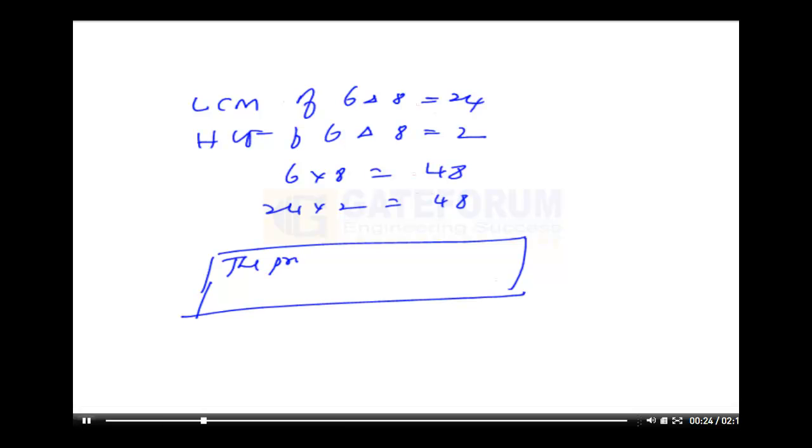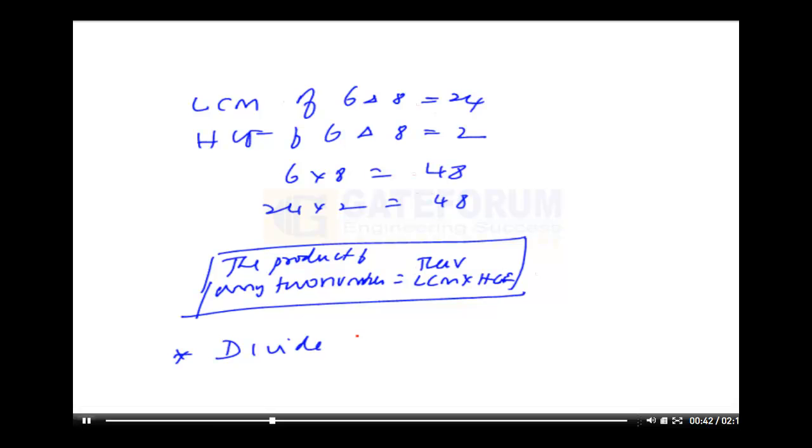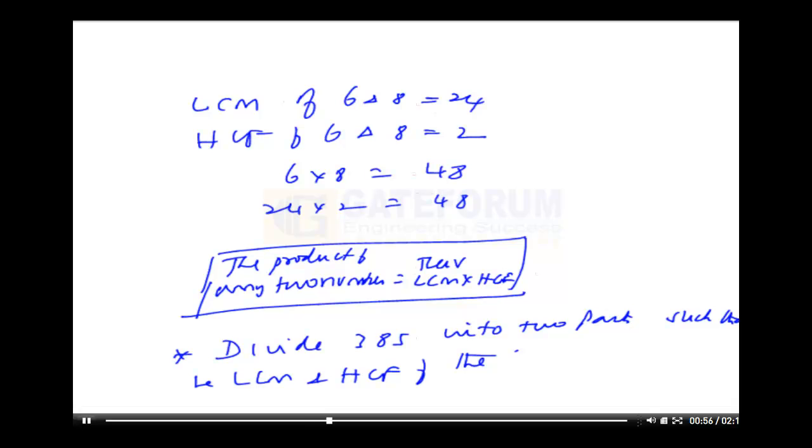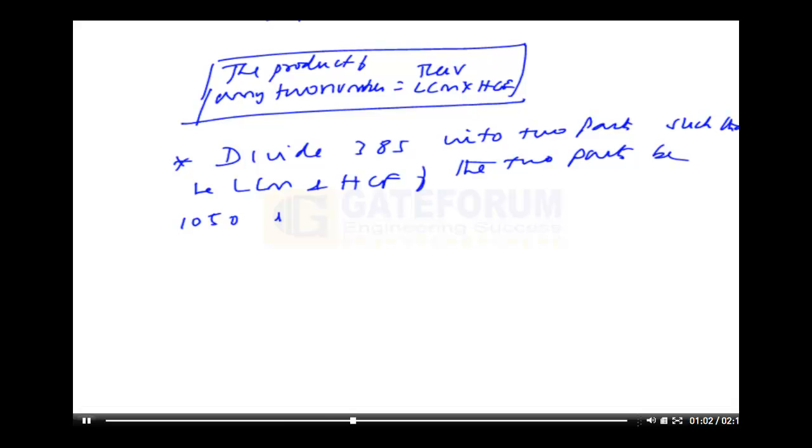the product of any two numbers is equal to the product of their LCM and HCF. So if you are asked to divide 385 into two parts such that the LCM and HCF of the two parts are 1050 and 35 respectively.